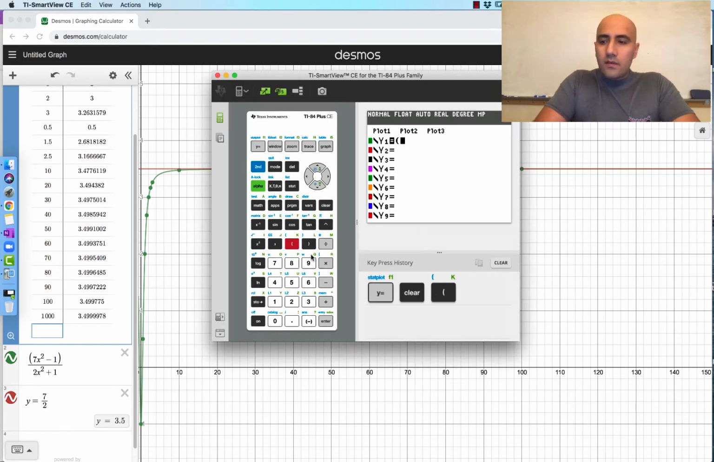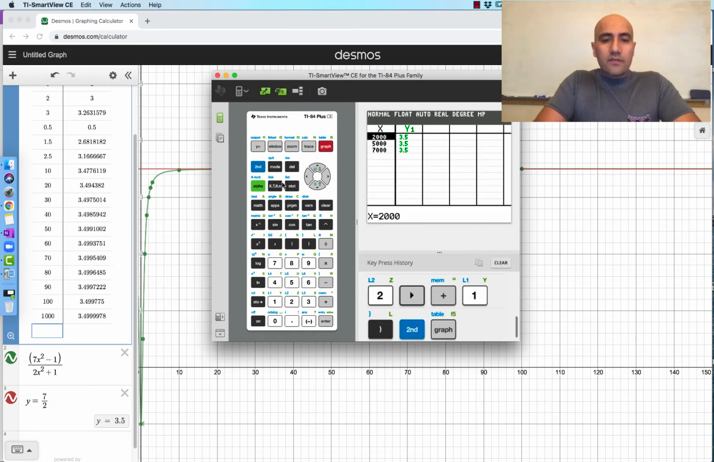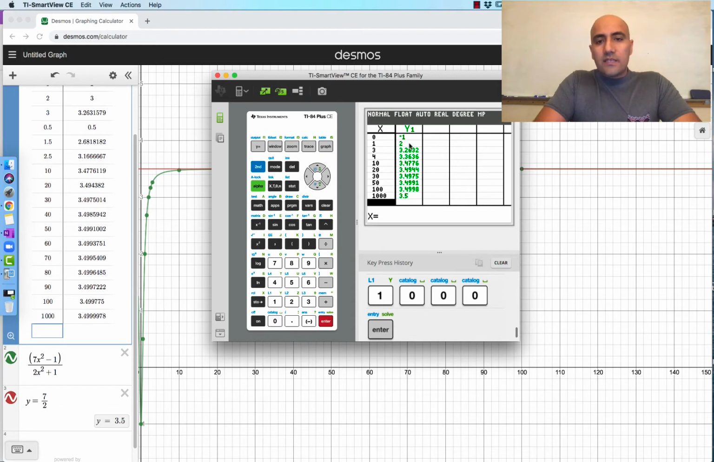Go over to y, 1, close parentheses. Okay, so we have our value in our y. We're going to go over to the table, second shift, delete all values from there. Okay, so 0 led to negative 1, 1 led to 2, then 3, then 4, and we jumped over to 10 maybe, 20, 30, 50, 100, 1,000. Okay, so we see that the numbers are getting closer and closer to 3.5.